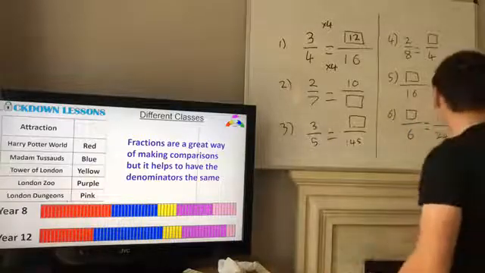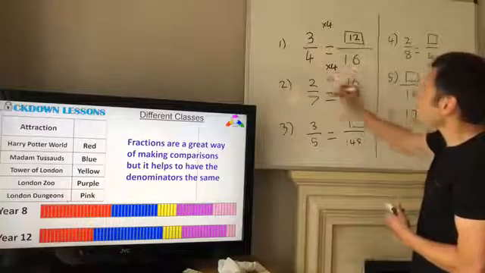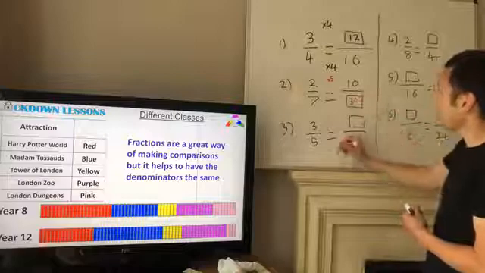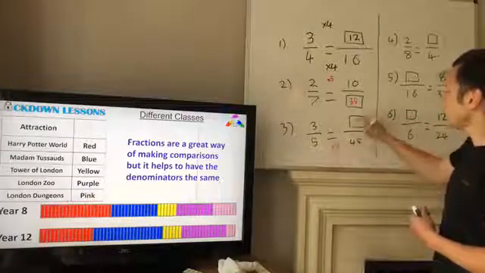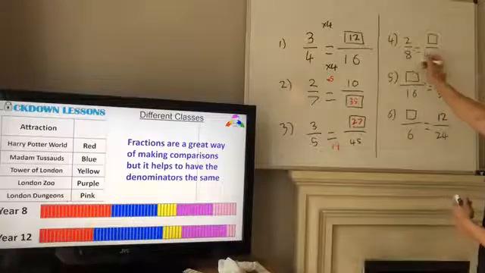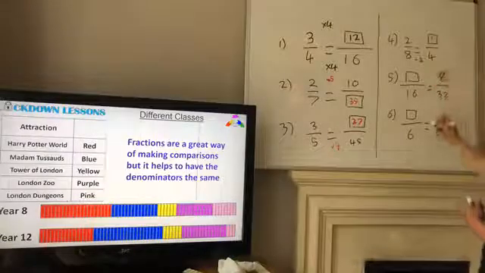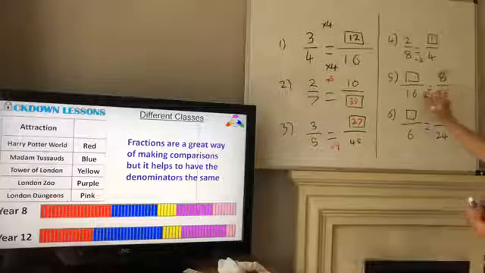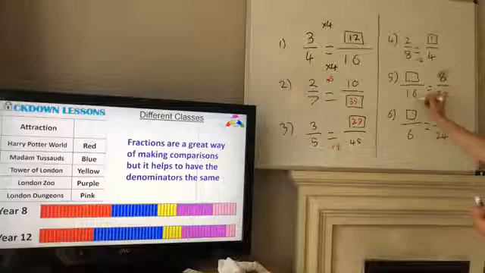Okay, so hopefully you've realised what times each one by. So this one is times by 5, so 35. This one is times by 9, so 27. This one, here we are, if you like, dividing by 2, that's going to be a quarter. This one is times by 2 if you're going that way.